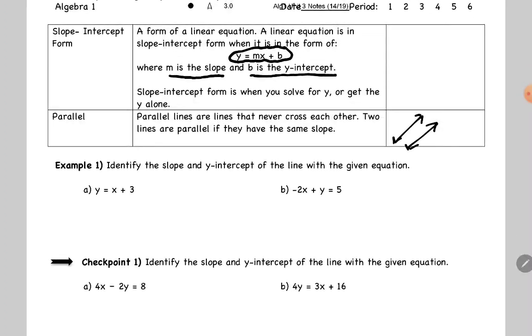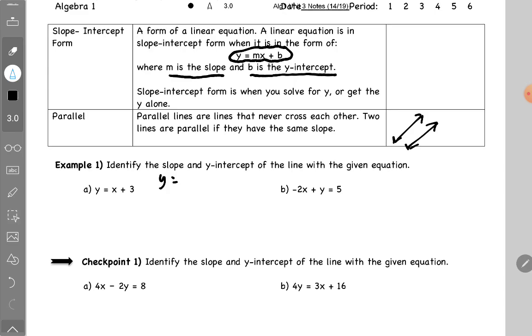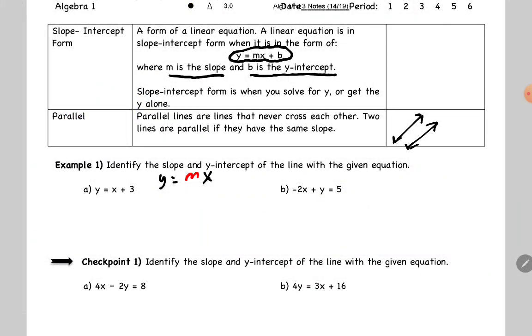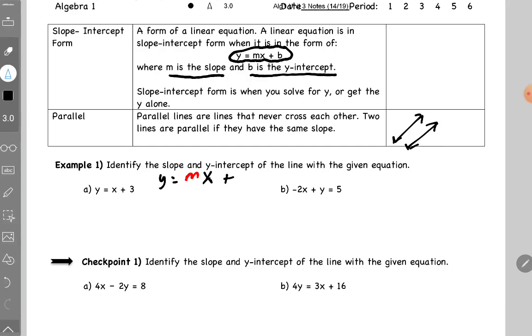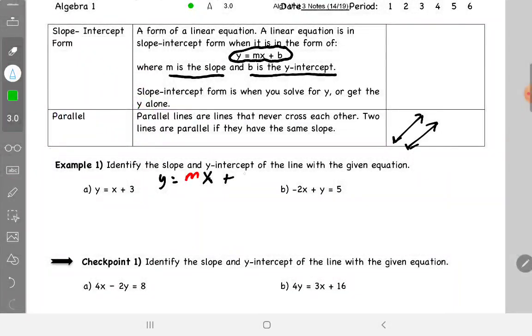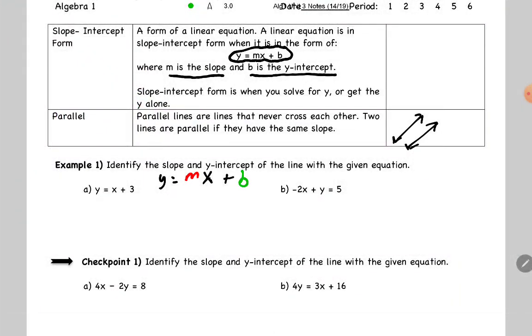Okay, so once again we're looking at the formula y equals, let's use some colors, y equals red for m, mx plus, I guess, b for green. Okay.